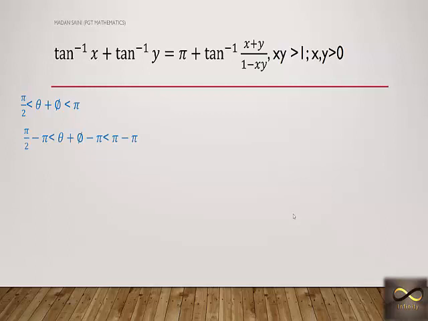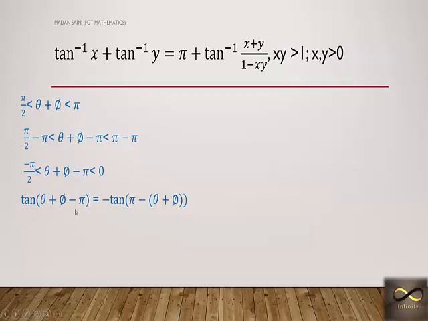Now I am subtracting pi from this inequality. Less than theta plus phi minus pi, less than pi minus pi. Simplifying you will get minus pi by 2 is less than theta plus phi minus pi less than 0. Now I am going to consider tan of theta plus phi minus pi.